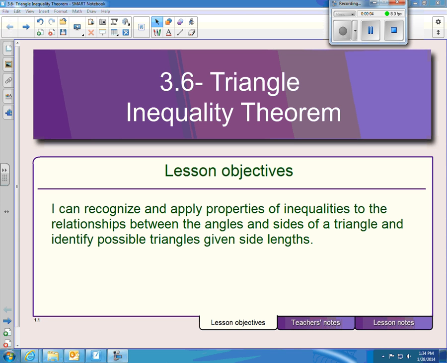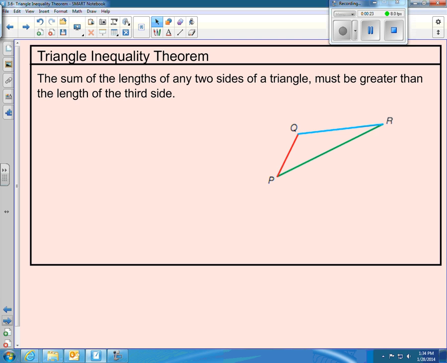We're going to be doing notes 3.6 on triangle inequality theorem. Our learning targets: I can recognize and apply properties of inequalities to the relationship between angles and sides of a triangle, and also identify possible triangles given the side lengths. So let's talk about that triangle inequality theorem.